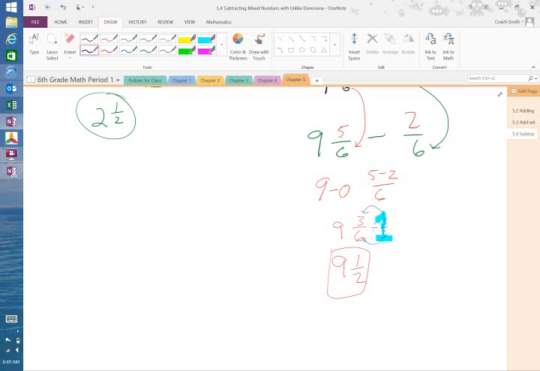Okay, let's look at another one. 5 and 5 over 12 minus 1 and 7 over 8. Probably going to be another borrowing one, because 5 over 12 is not close to 1 and 7/8 is close to 1. Okay? So, what is the common denominator of 12 and 8? If I'm counting by 12s: 12, 24, 36, 48, and if I count by 8s: 8, 16, 24, 32, what's the first number I run into? 24. Okay? So 24 is going to be my common denominator.